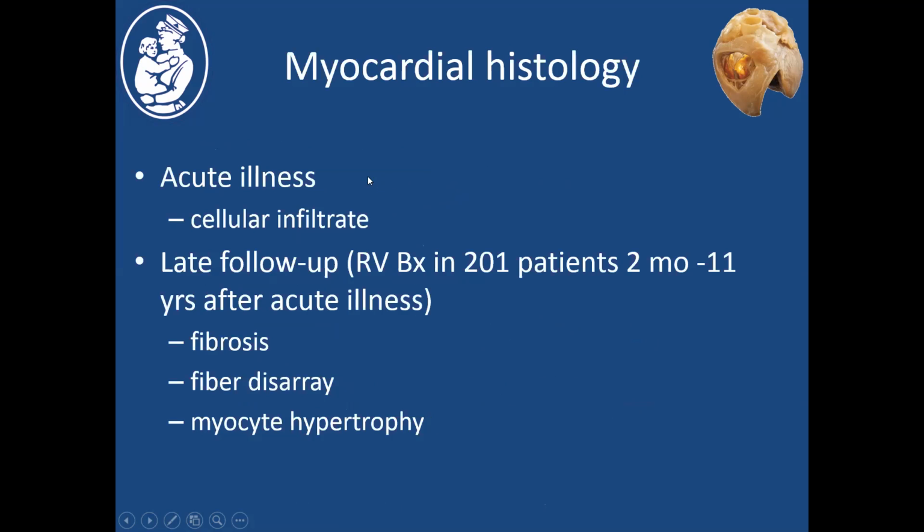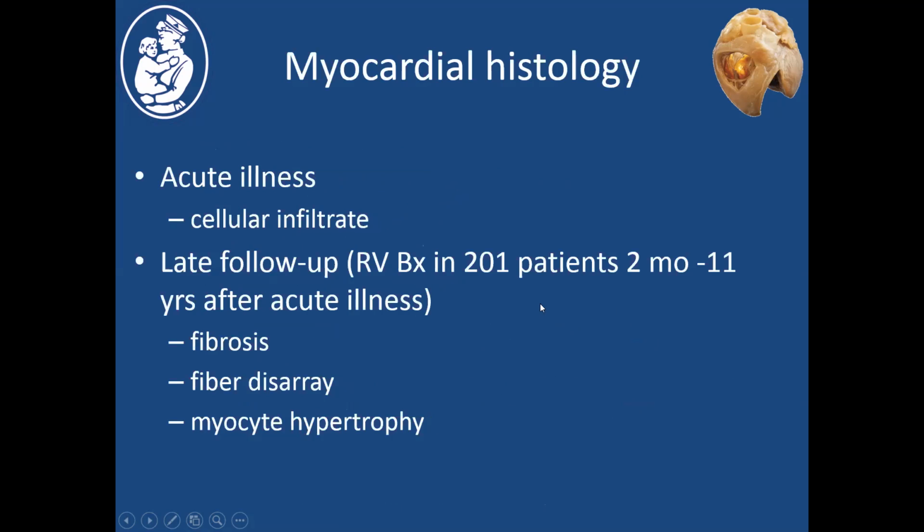The histology of the myocardium during the acute illness, this is largely data from Japan of patients who died acutely with the initial episode of Kawasaki disease. You can see a cellular infiltrate in the myocardium, just like in any other kind of myocarditis.